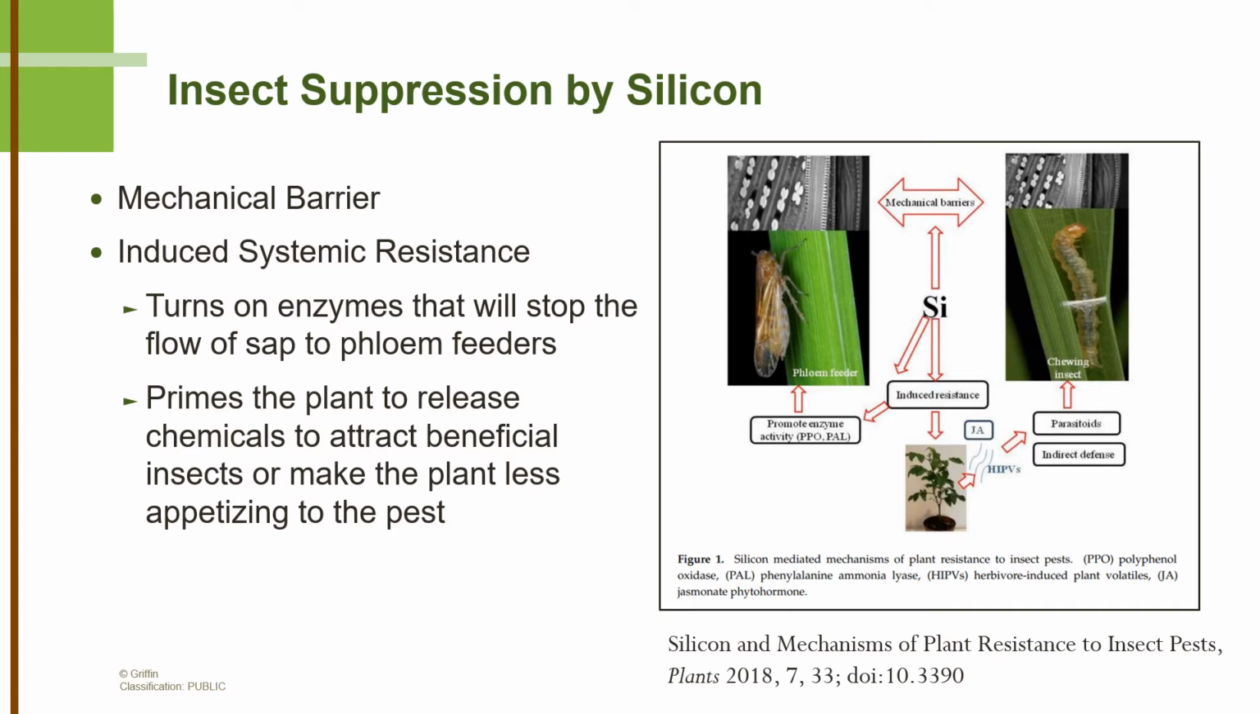And on the right side of this diagram, we see that the pathway is the jasmonic acid signaling pathway that signals the plants to produce volatile organic compounds that can either attract parasitoids, the enemies of the insects, or potentially make the plant less palatable to the insect pest. So these pathways are primed by the presence of silicon, by treatments with silicon, and definitely have an effect on the insect feeding behavior.